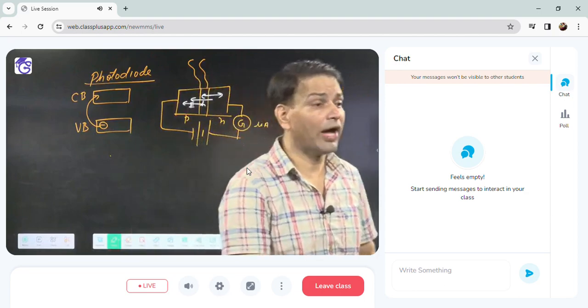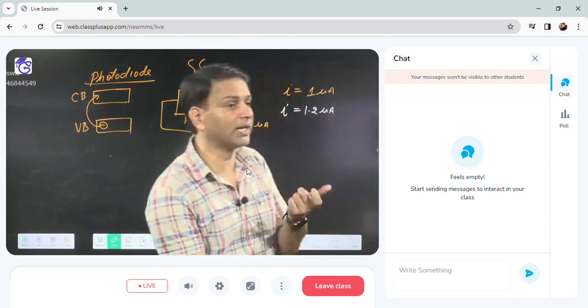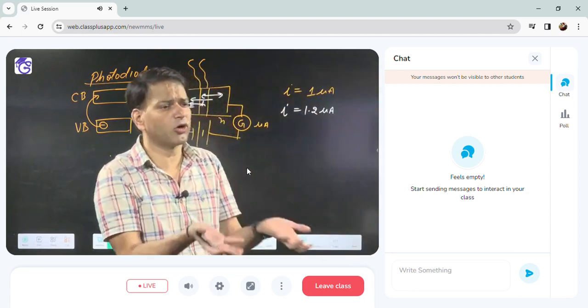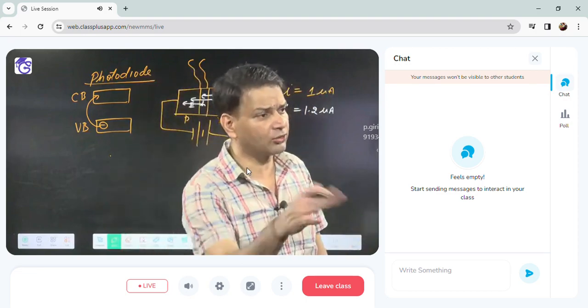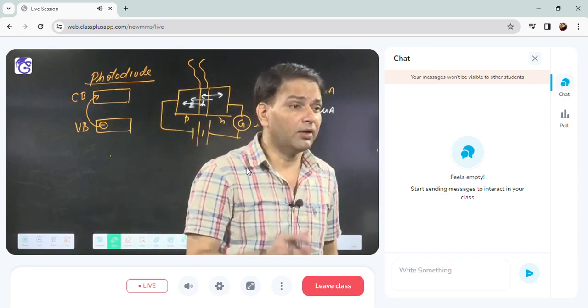Now why are we using this in reverse bias? Why are we not using it in forward bias? Because in forward bias also the current will flow. Then why are we using reverse bias?